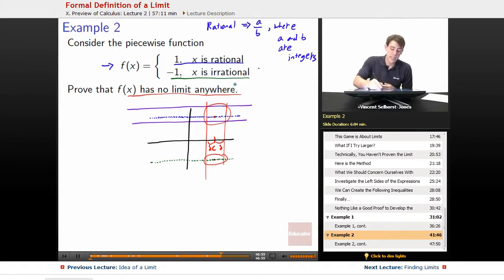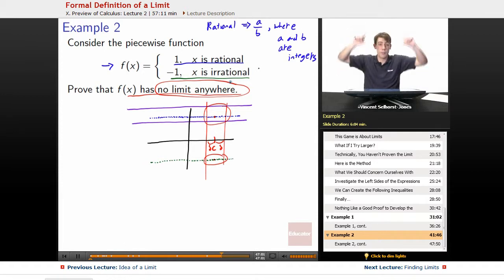And this is the idea of why there can be no limit anywhere: we can always choose an epsilon that's going to only take either the top or the bottom line, but no matter what delta we wind up choosing, we're going to be in both the top and the bottom lines, so we won't be stuck just inside of that epsilon. It will fail to have a limit.